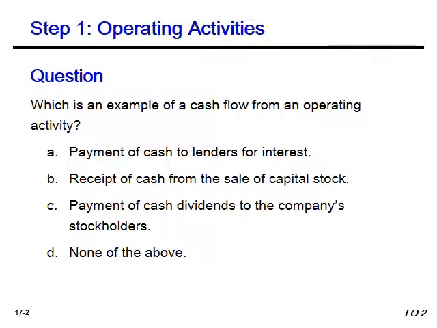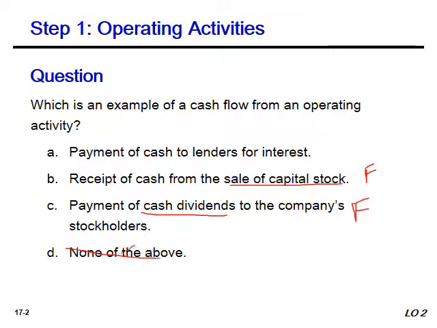All right, so now here's a multiple choice question about operating activities. Which is an example of cash flow from an operating activity? So we've got payment of cash to lenders for interest. We've got receipt of cash for the sale of capital stock. Sale of capital stock, we know that's a financing activity. Payment of cash dividends to the company's stockholders has to do with financing activity because dividends are a distribution of value to the stockholders, so that's a financing activity.